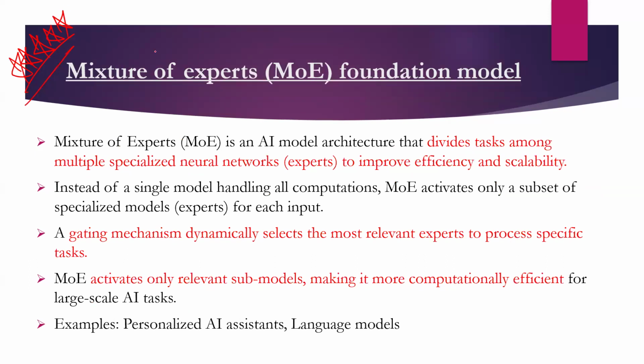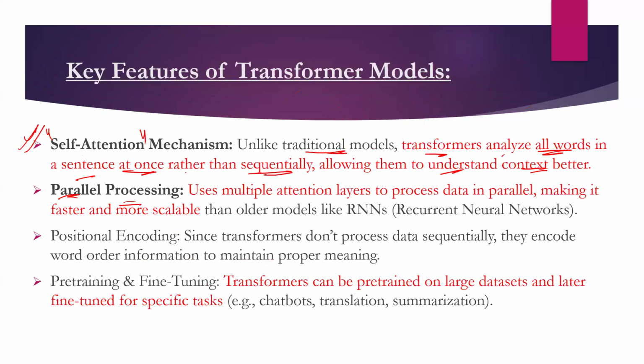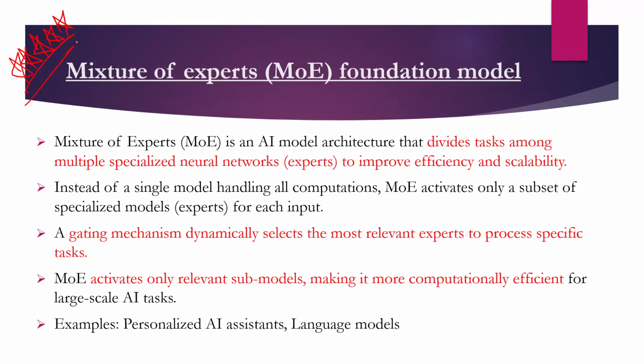Now, this one is again very important: the mixture of experts foundation model. See the difference from the transformer model. In the transformer model, your data was sequenced and processed simultaneously. But when it went back to its own data, it was checking its entire content, all the data sets. Whereas the mixture of experts foundation model is related to DeepSeek.